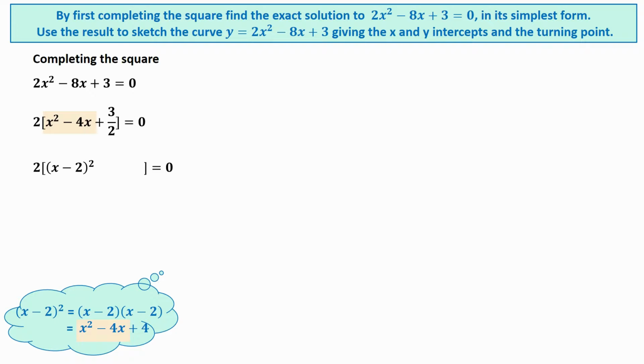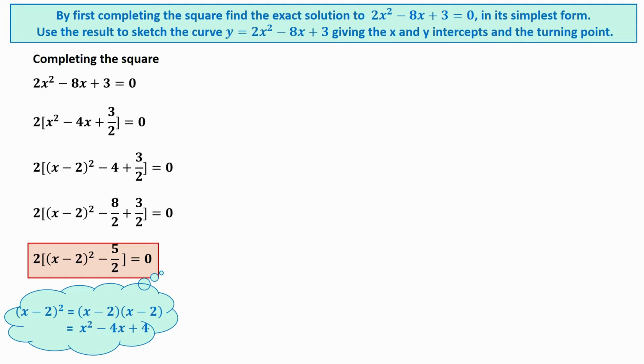Comparing the equation with the expansion of x minus 2 all squared shows the first 2 terms in each are the same. But the constant is different. To make the necessary adjustment, first subtract 4, and then add the 3 over 2, and so complete the square form of the equation. By simplifying the fractions, giving them a common denominator, and adding to obtain minus 5 over 2. This completes the square form of the equation.